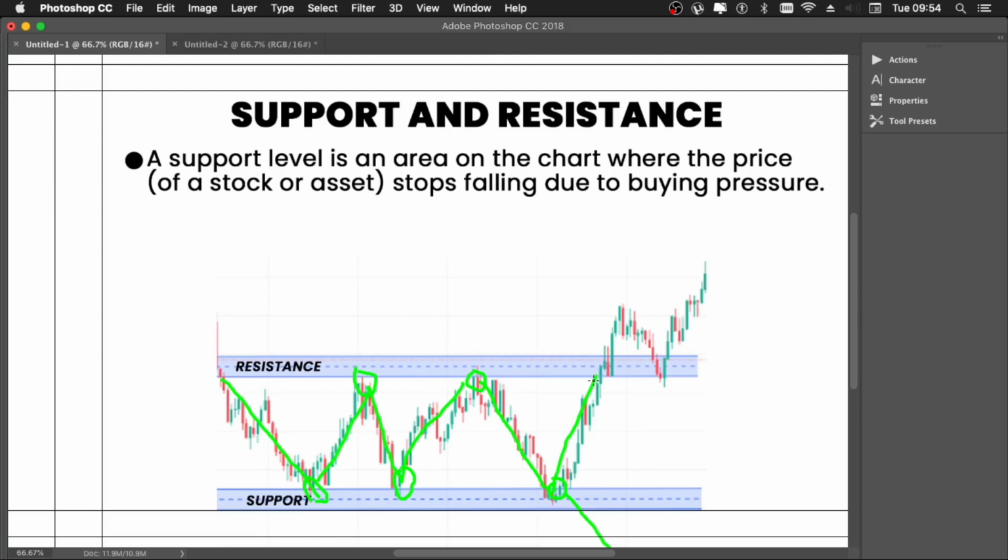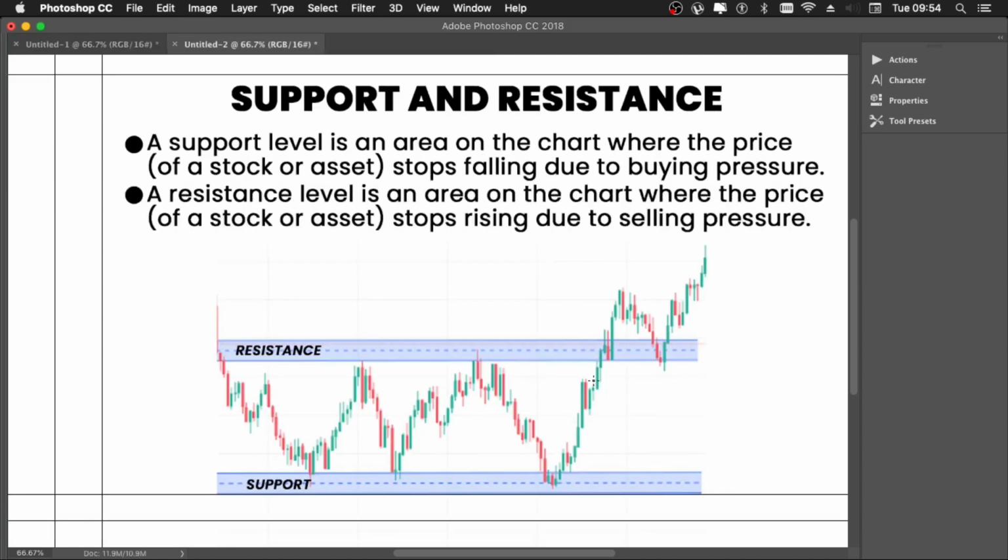Okay, so to move on, let's now look at what is resistance. A resistance level is an area on the chart where the price of a stock or asset typically stops rising due to selling pressure. This is a resistance zone. It is the opposite of a support zone, where price stops rising due to the increase in selling pressure.